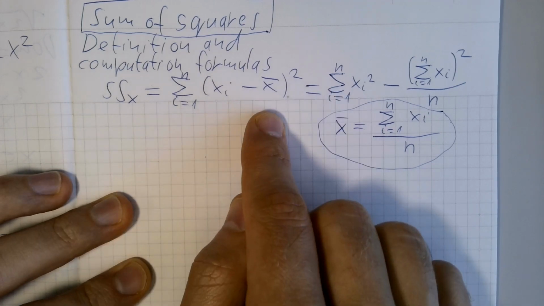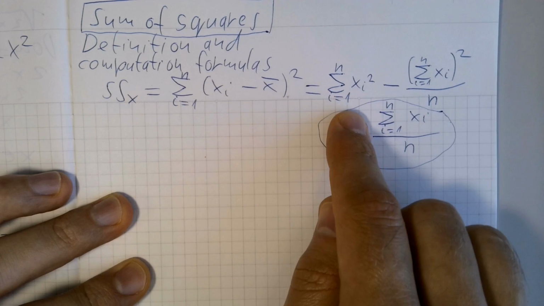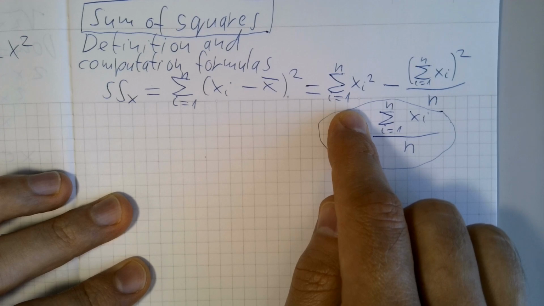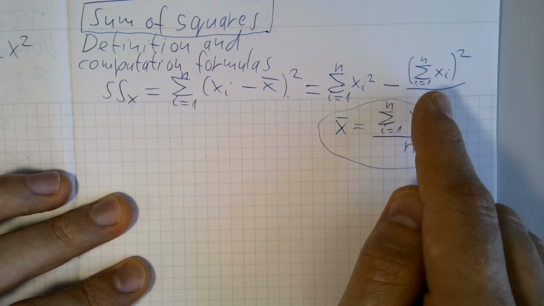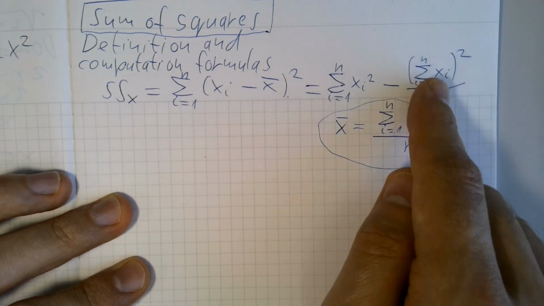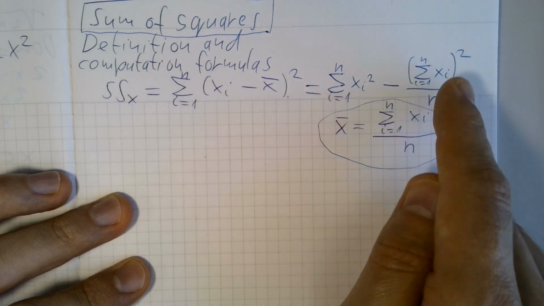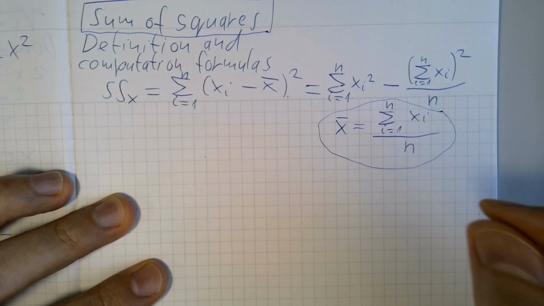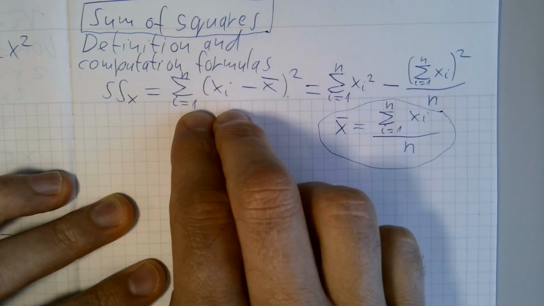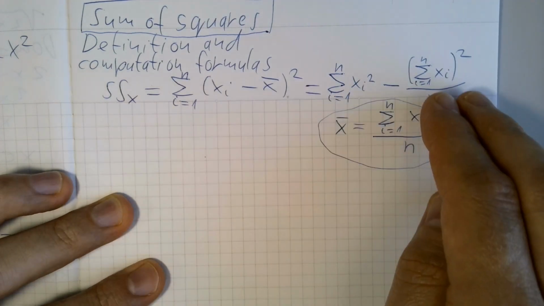But it's often easier to calculate it this way, that I take the data points and square them and sum them up, minus I take the sum of the data points and square that up, so these two are rather different, and divide by n. Okay? The question is that why are these two the same?